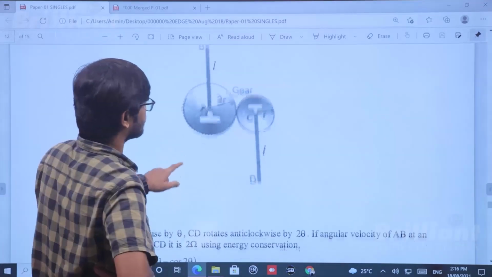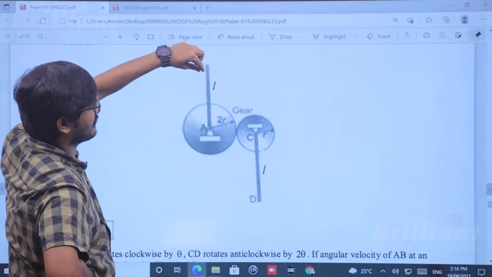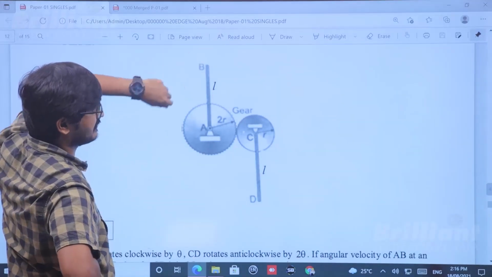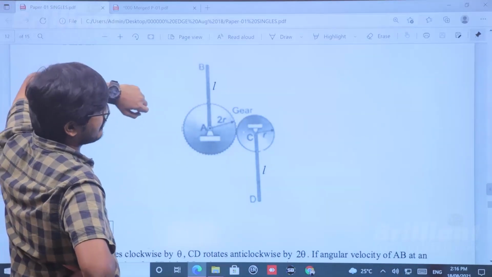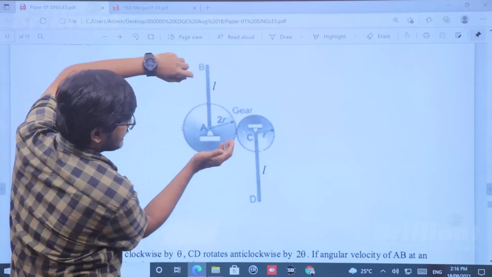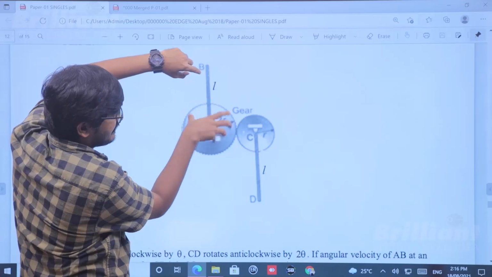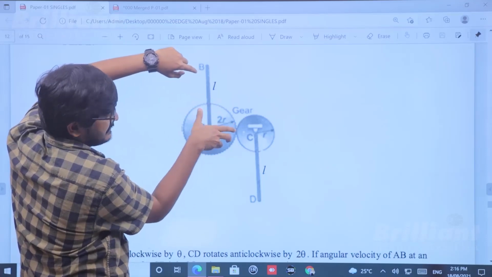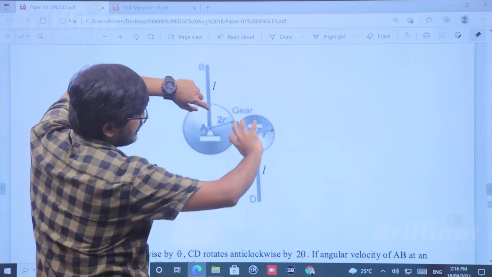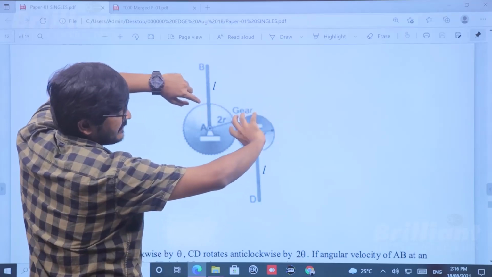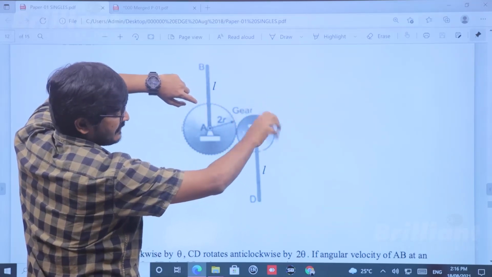That you can see. When you rotate this rod, what will happen? You can see these gears, this disc will try to rotate this way. When this disc is trying to rotate this way, it will be pulling this disc in this direction. It will be making this disc rotate in the clockwise direction, right?